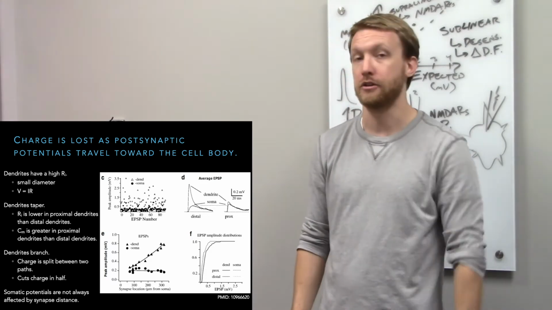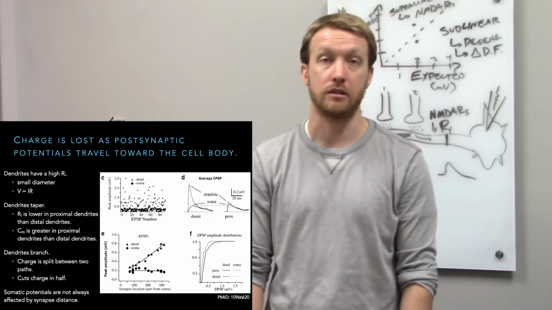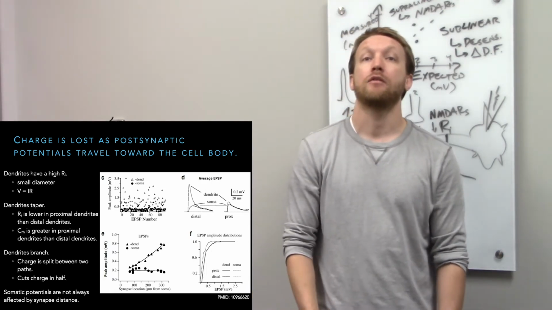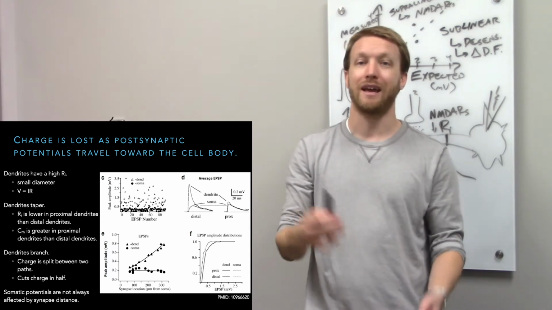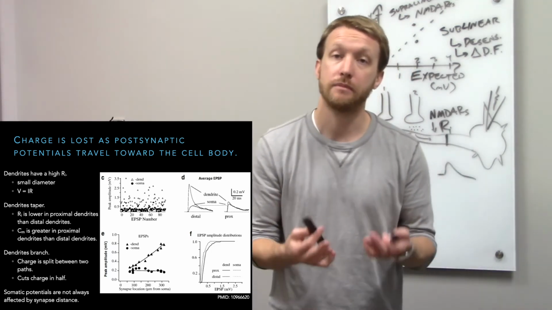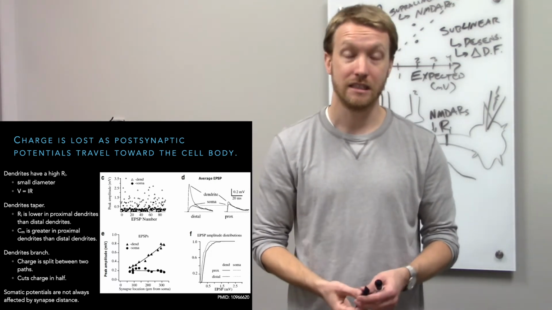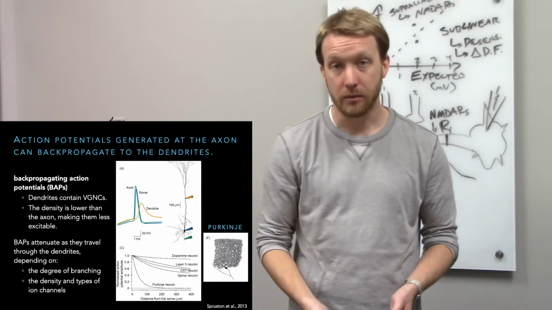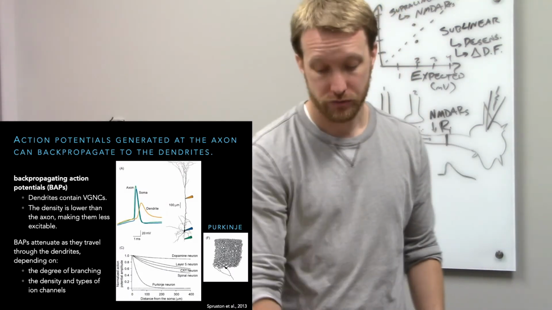So look at E here. That's showing us that most clearly. D is showing you exactly what you'd expect. Distal dendrites have much greater potentials because they have higher resistance. But the charge that makes it to the soma is fairly consistent. And that's because dendrites aren't just passive cables. They are excitable too.